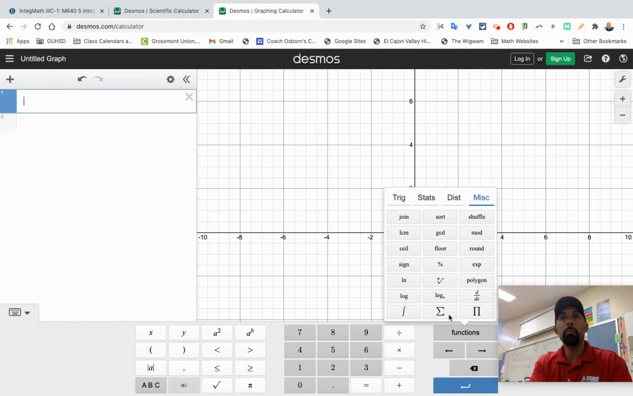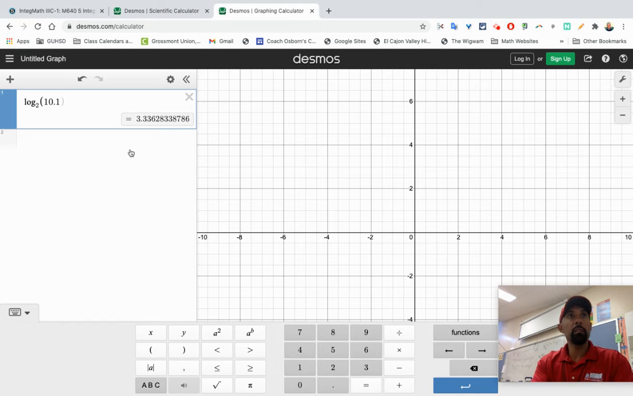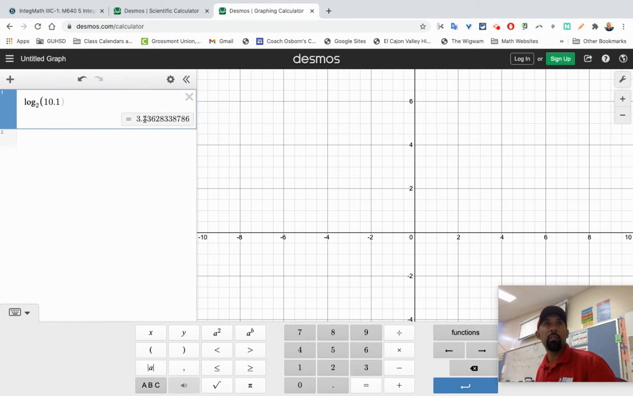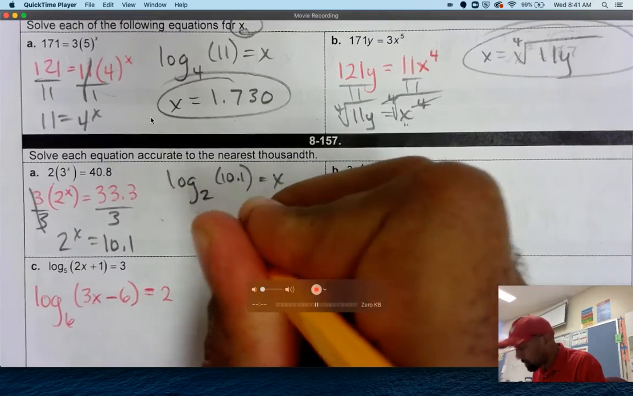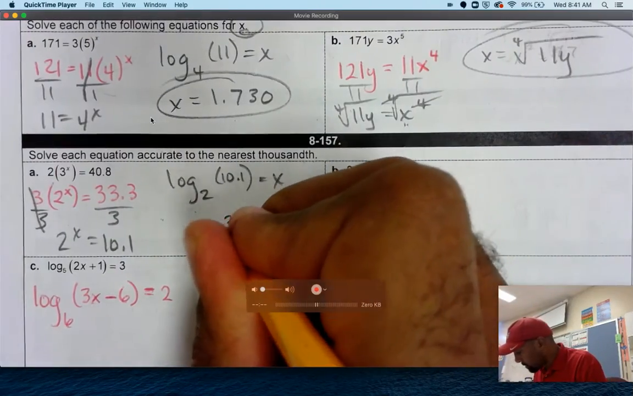So now my log base function, we want 2 and 10.1. So we're going to round that. Let's see, it says to round to the nearest thousandth. So we need 3 decimal places. 336, and that 2 is not going to change anything. So x equals 3.336.